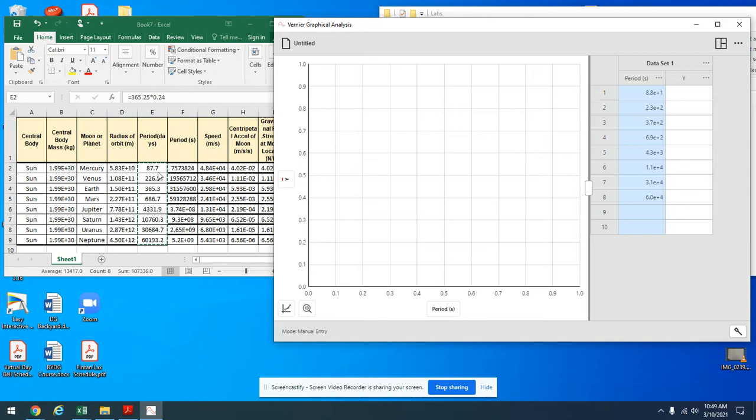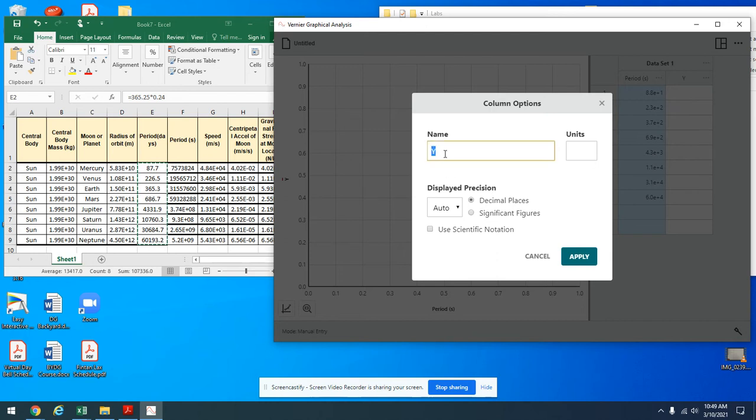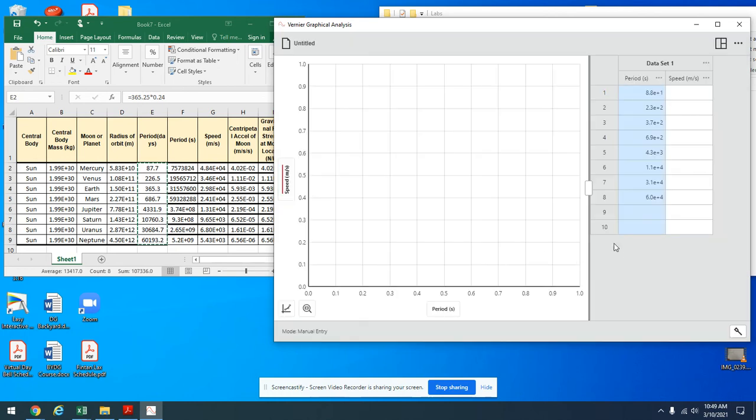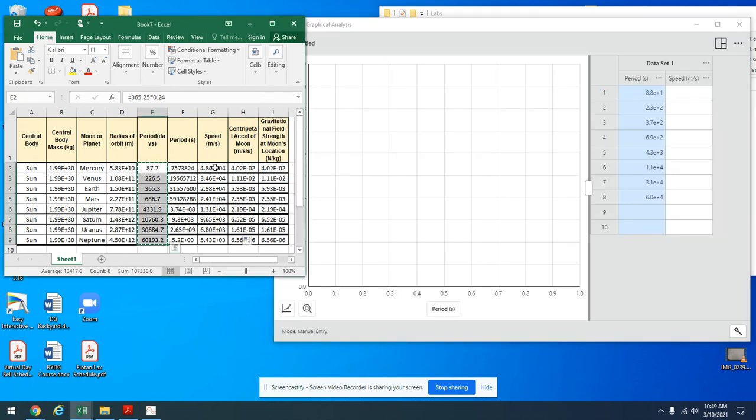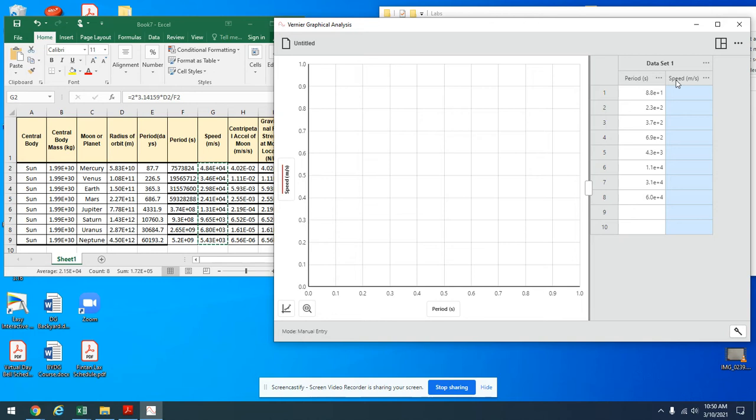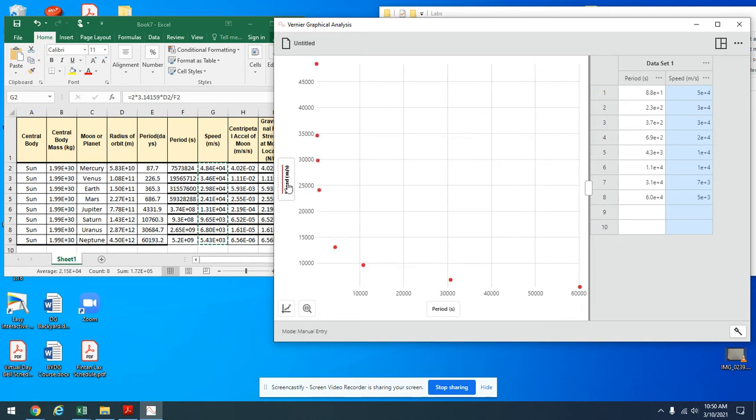And then let's see, what do I want next? Do I want the speed? Yeah, for sure. I want that. I think I want that anyway, if I end up using it. Oh, look at that. Speed, period. What kind of relationship is that? Talk about that in a minute.